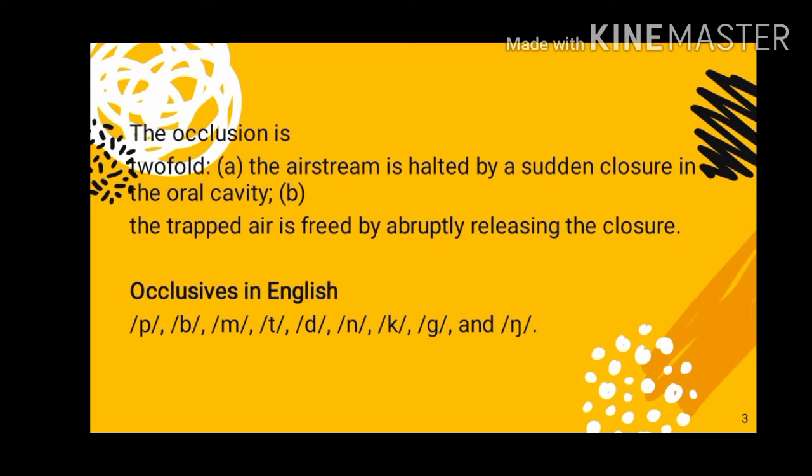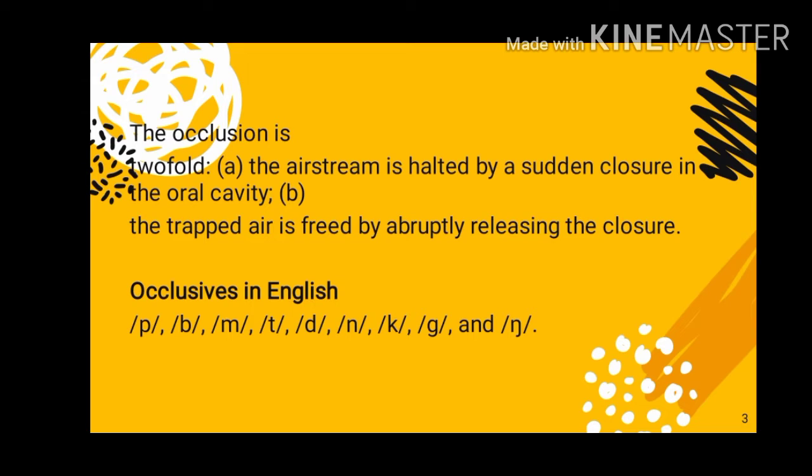The lips are pressed tightly together. The air is trapped behind the lips. The vocal cords are kept far apart, and the nasal cavity is closed by the velum. B is the voiced counterpart of P. The only difference is that the vocal cords are close to each other and vibrate during the articulation of B. In the case of M, the nasal cavity is open. B and P, T and D, K and G.